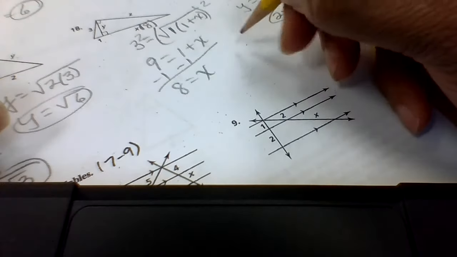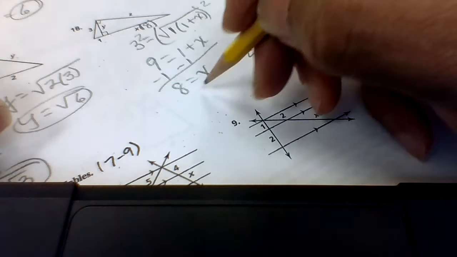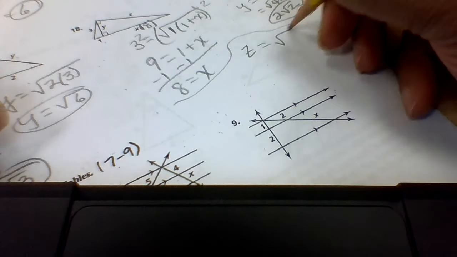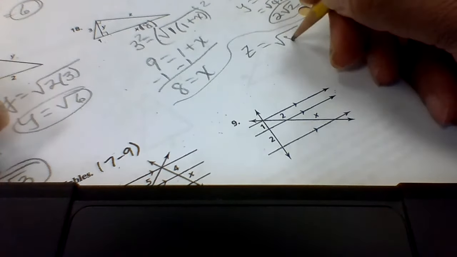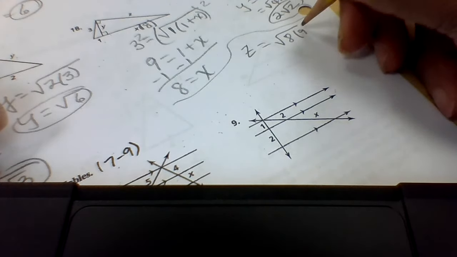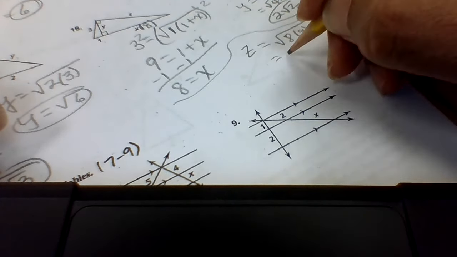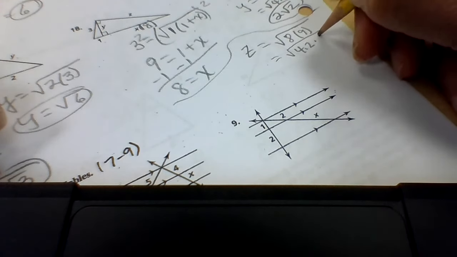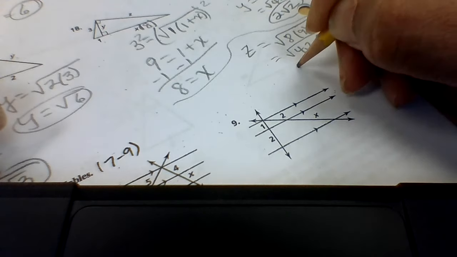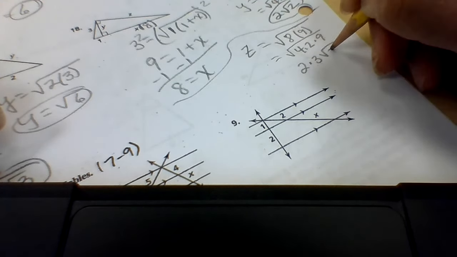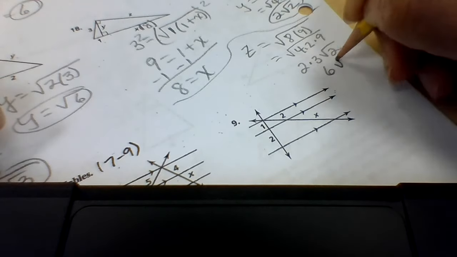And z is equal to the square root of the closest base, which is 8, times the total base, which is 9. So square root of 4 times 2 times 9. Square root of 4 is 2. Square root of 9 is 3. And you're left with the square root of 2. So 6 square root of 2.